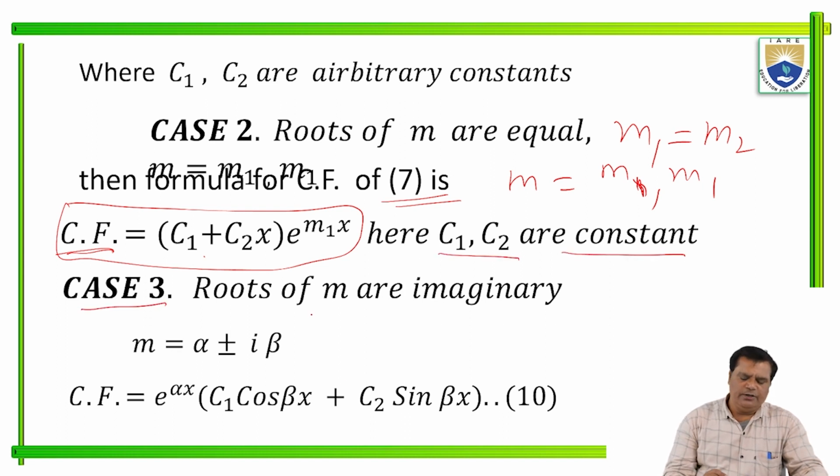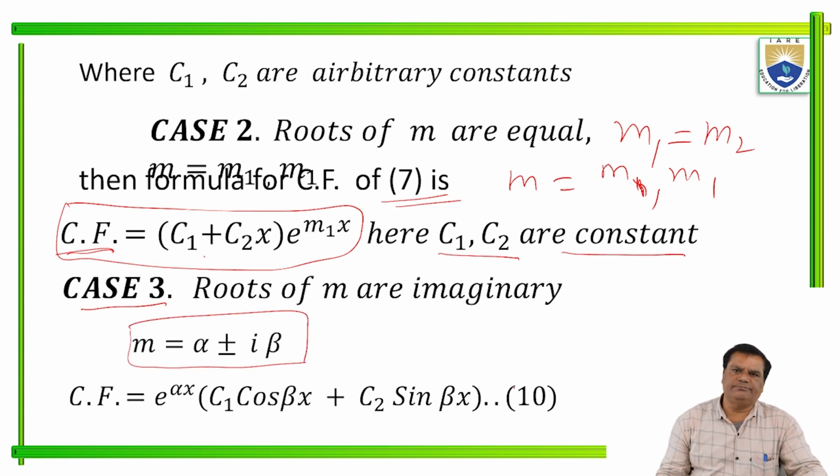Case 3: the roots of m are imaginary. In the first case the roots are different, in the second case the roots are the same, and in the third case the roots are imaginary, alpha plus or minus i beta. Then the complementary function is e to the power alpha x, in brackets, c1 cos beta x plus c2 sin beta x. How can we find this formula? We can prove this.